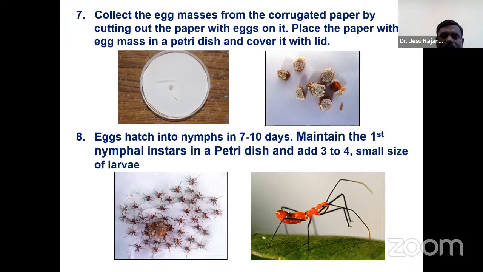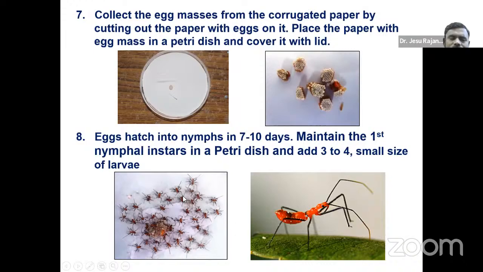Suppose the temperature is very high and the humidity is very low, you just keep some wet cotton inside the petri plate for catching the eggs. The incubation period means the catching duration. It may be there for 7 to 10 days. So within 7 to 10 days, after 1 week, you will see the eggs and the nymphs it catches.